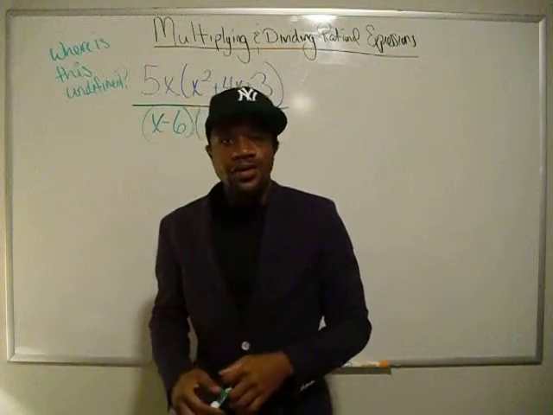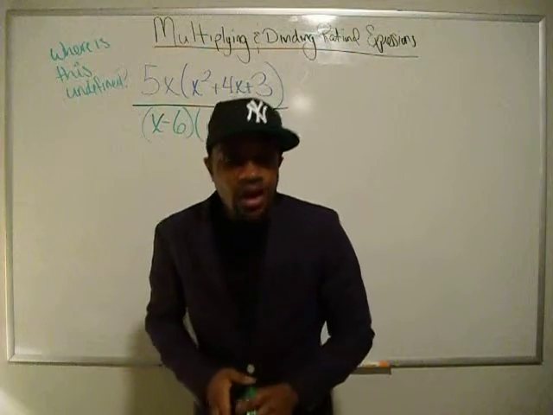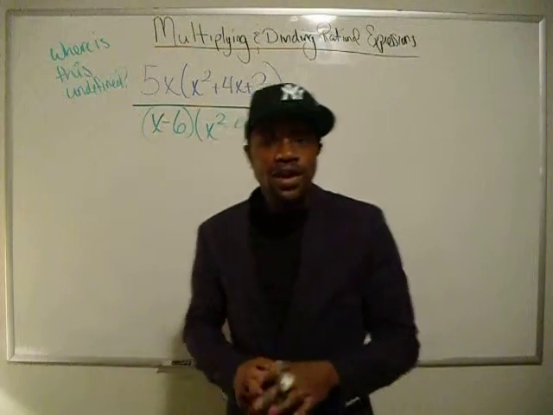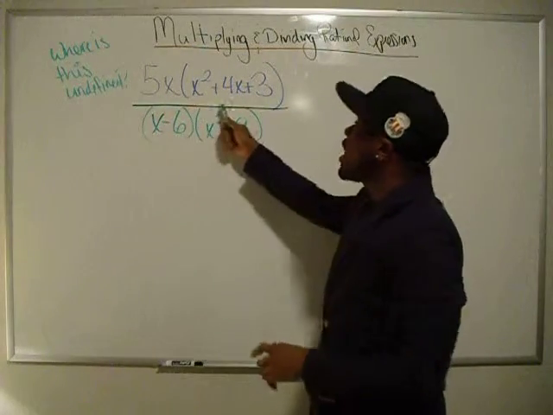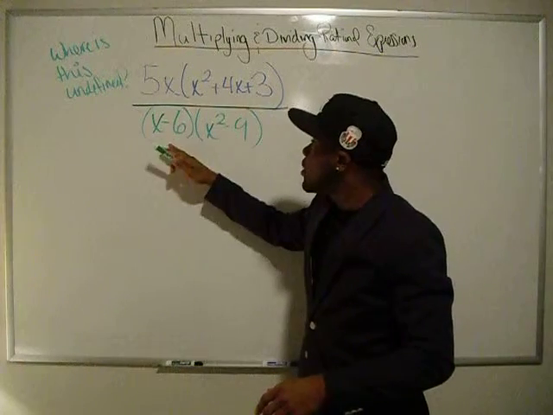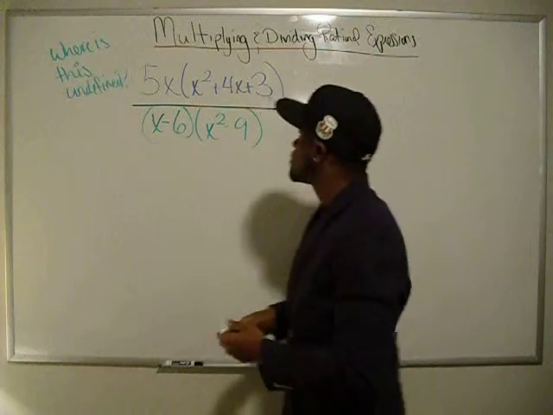It's not that hard. Those out there that think that math is hard, it's really not hard. You just got to think, relax. I got your back. Here we go. We got to factor x squared plus 4x plus 3 first. Then we got to factor x squared minus 9. Here's how we're going to do it.